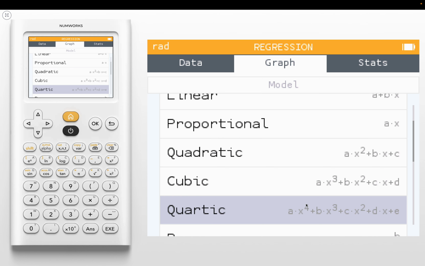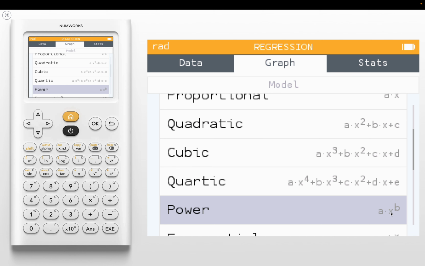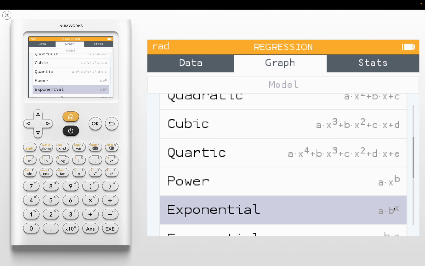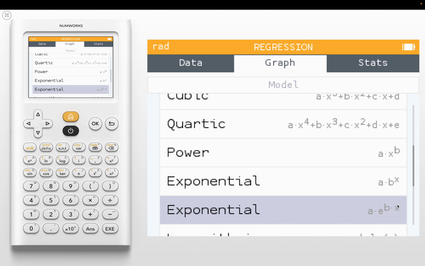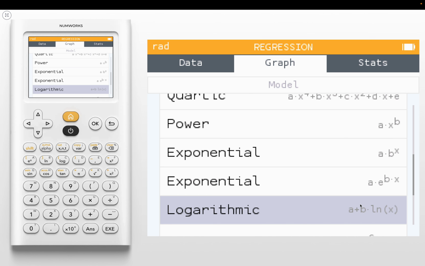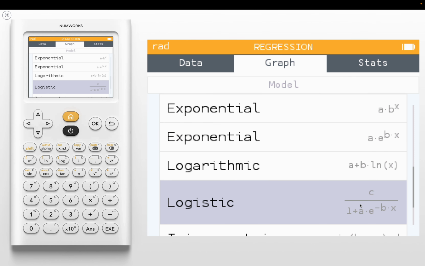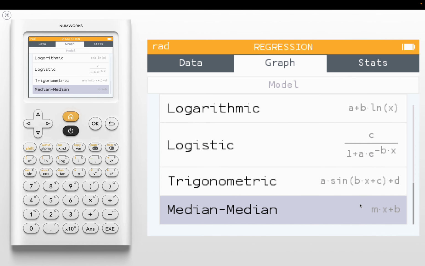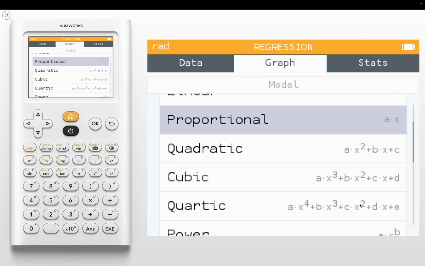Quadratic, cubic, these ones we're a little bit familiar with. Quartic is when x is to the 4th power. And then you can do a power law where x is to any exponent. Exponential, where x is the exponent. Another form of exponential. And logarithmic, we haven't dealt with. Logistic, we won't deal with. And a few other things, but you want to stick with the ones at the top.